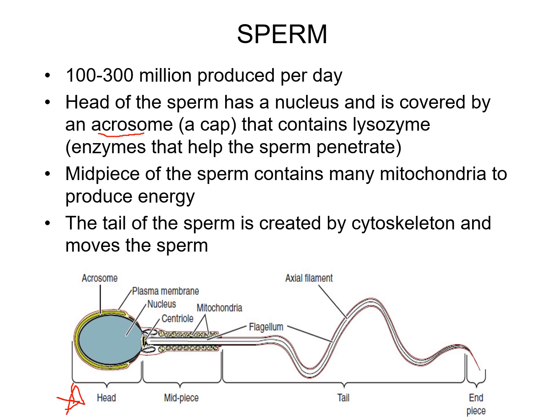It's actually the first one that does all the legwork of breaking down into the egg. The egg is protected by this big barrier, and the acrosome of that first one helps break it down, and then another one can actually get in and fertilize the egg, believe it or not.